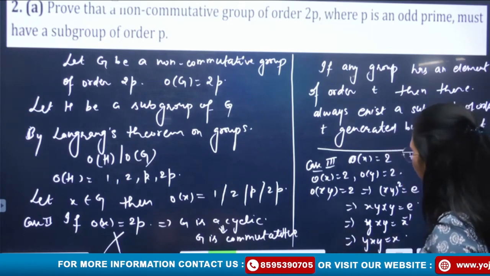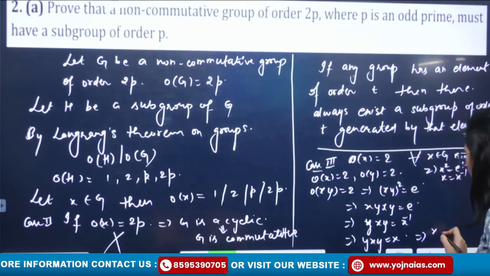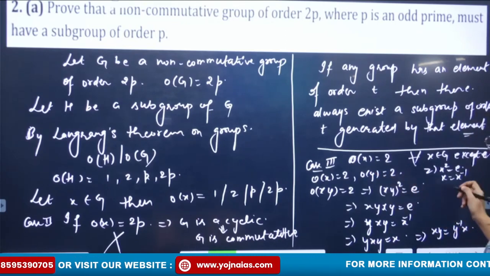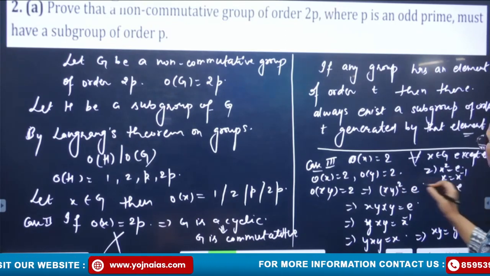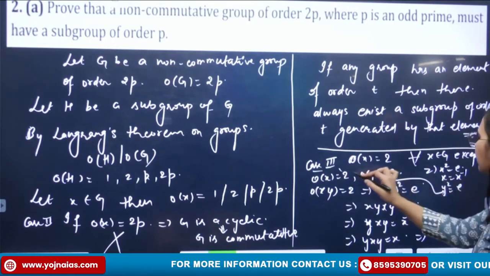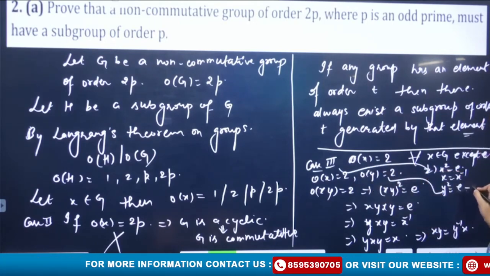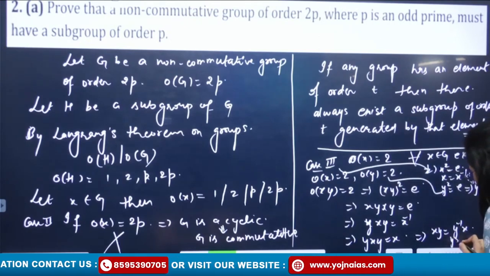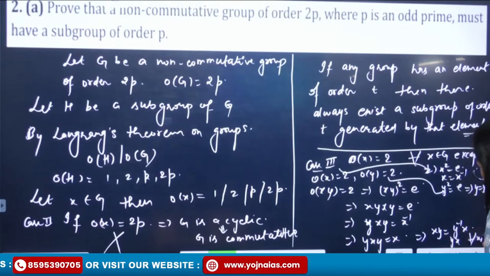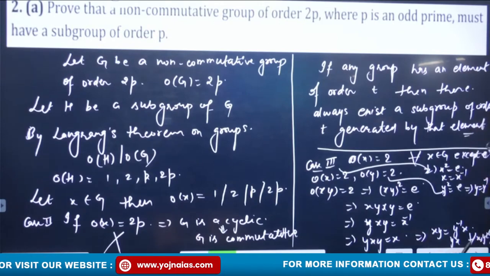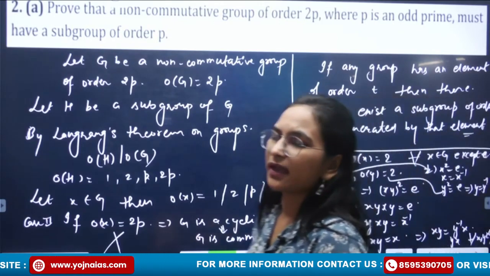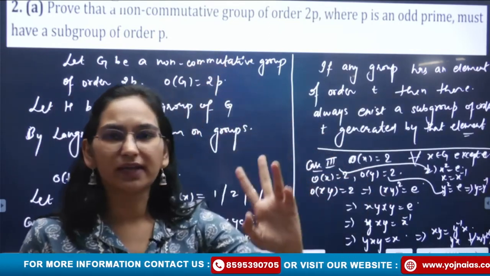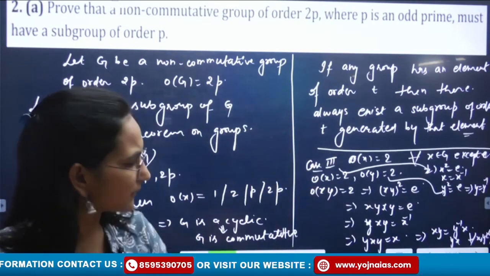Again multiply by Y inverse and you will get XY is equal to Y inverse X. But the order of Y is 2, that means Y square is equal to identity from here, and that was from here. Y square is equal to identity, that means Y is equal to Y inverse, and this would be replaced here. And this happens for all X, Y belonging to G. But what is this? XY is equal to YX for all the elements. And if this is the case, that means G is again commutative, because XY is equal to YX is the property of commutativity. And that is not possible.